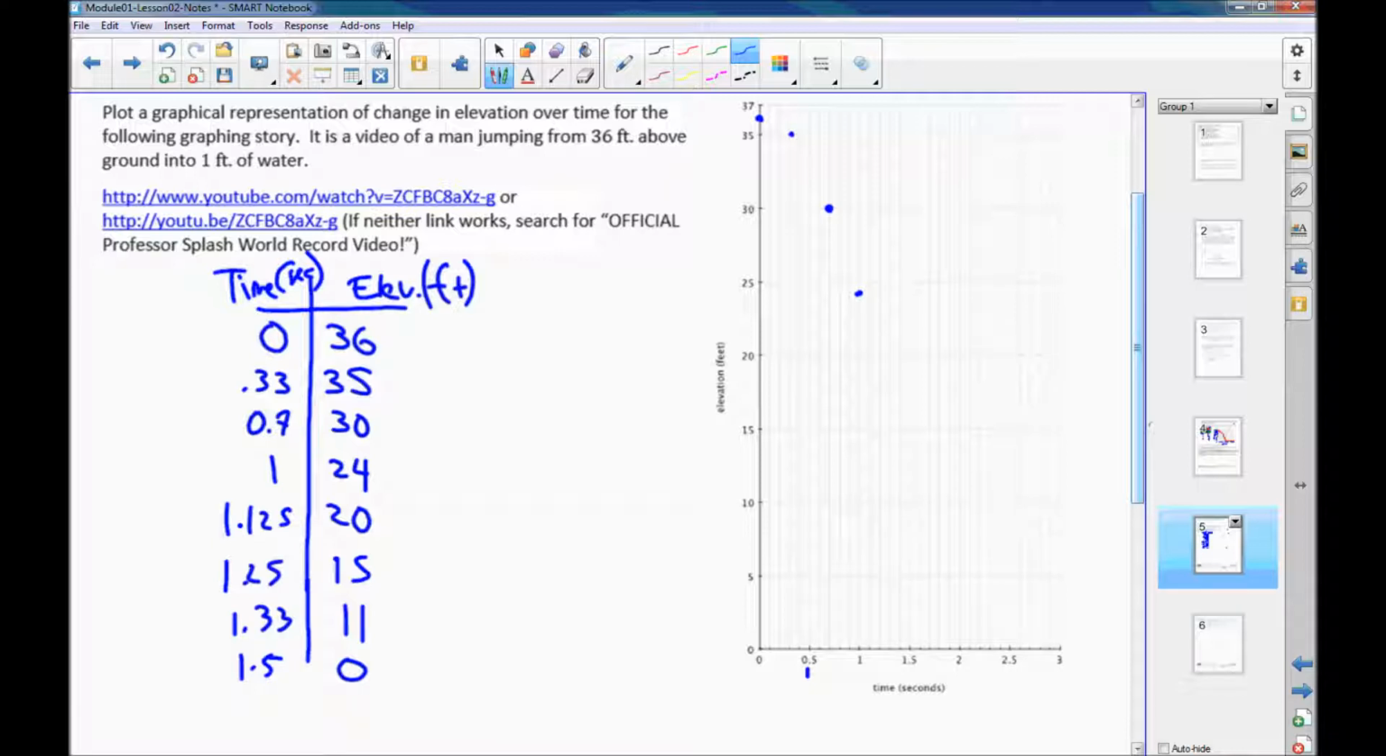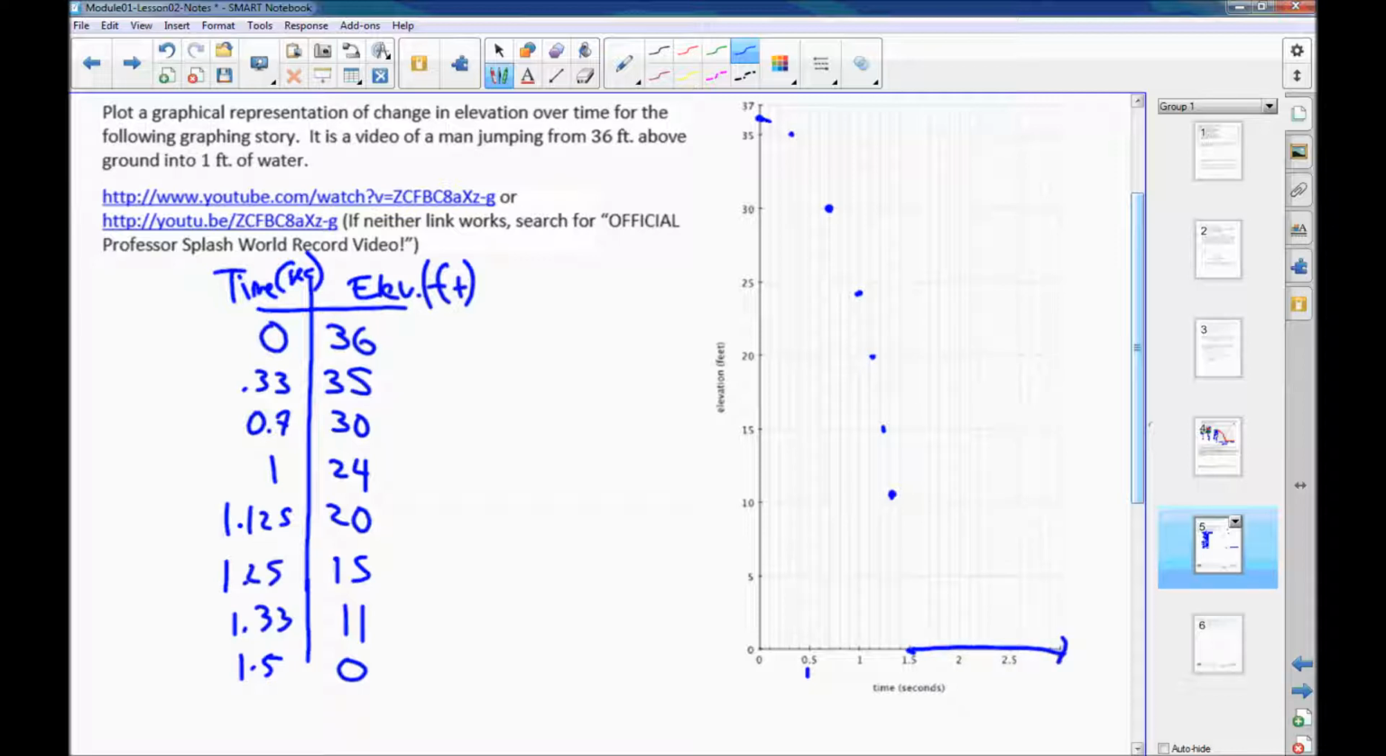So about right here. And you can see, once again, we are speeding up. Okay. So 1.125, that actually should be past the next line. So about right here. Okay, and then at 1.25 we get 15. So 1.25 is the middle between 1.2 and 1.3. So right here. And 1.33 we're at 11. So 1.3 is there, 1.33 would be about right here. And there's 11. And then 1.5, he hits the water. Okay? And then he stays in the water, right, because that's done with the dive.